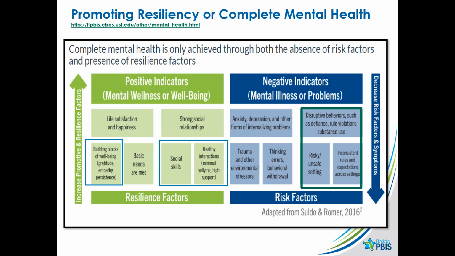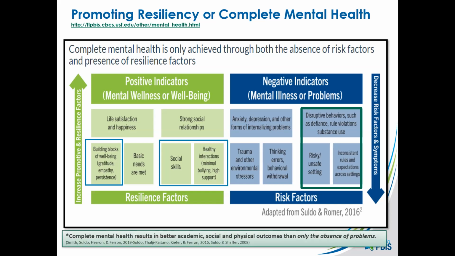And why we say your walk away is both, we have to focus on both, is because throughout lots of research across the developmental span, those who have both resilience factors and limited risks have the best outcomes over and over again, academically, socially, even physically, compared to groups of kids who only have that absence of risk factors. They don't have those risk factors present, like anxiety, depression, but they also don't have those strong social relationships or a positive or happy life satisfaction. So that walk away point is we're looking at both sides.